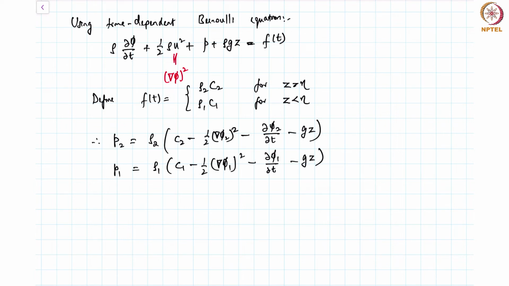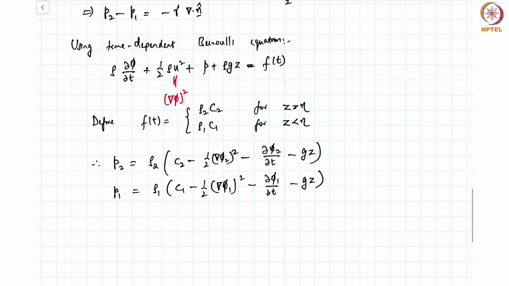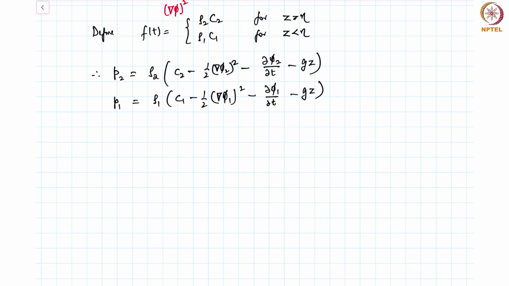Now, let's simplify this. We still haven't written down the normal stress balance yet. We are first writing down the expressions for the pressure. Now, for the base state, okay, let's maybe write this down. So what we want to do is we want to write down P2 minus P1 is minus gamma times del dot n.